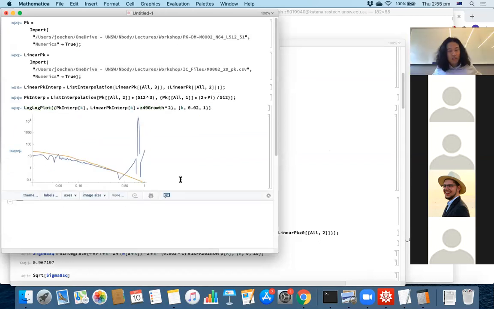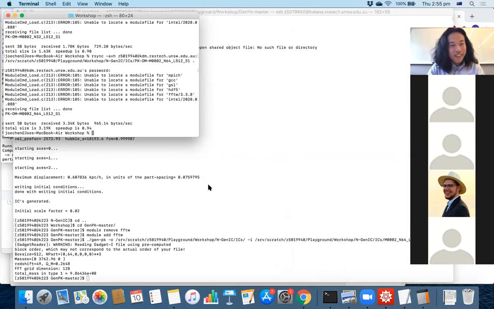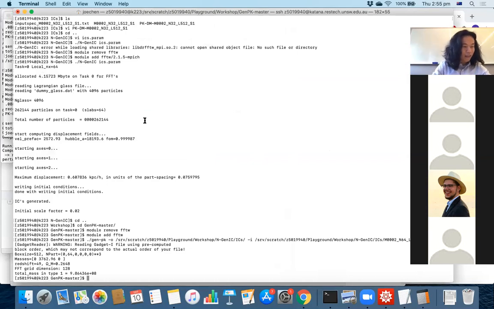Okay, it's not so much better. Probably just need more particles. But yeah, did I do something wrong? Not enough particles. Yeah. Okay, so any questions about what we did so far?